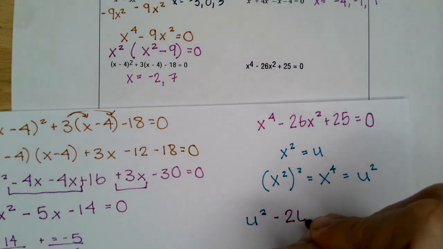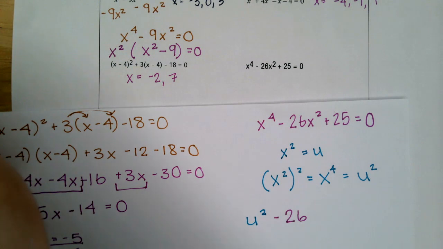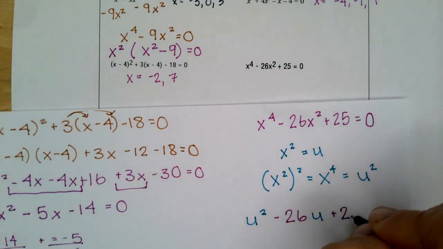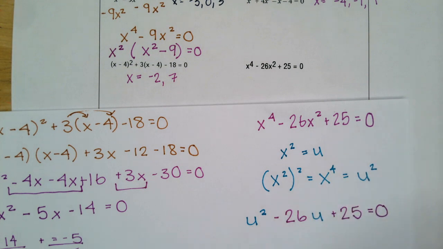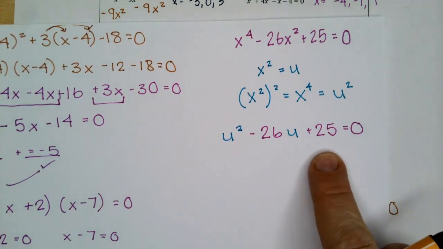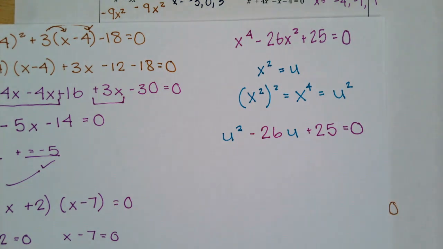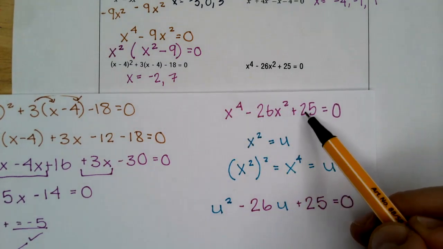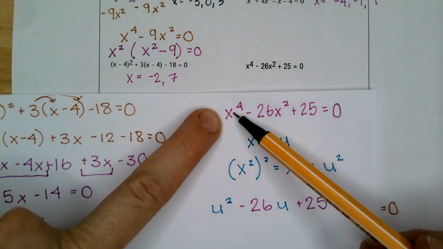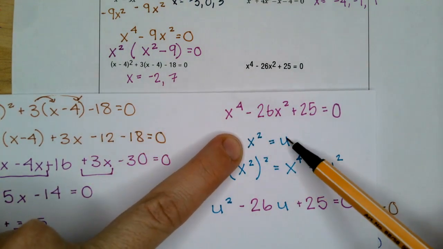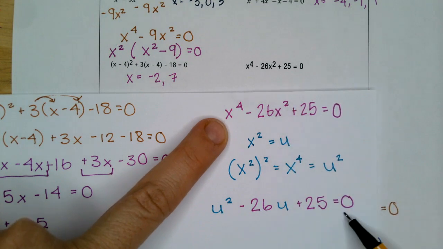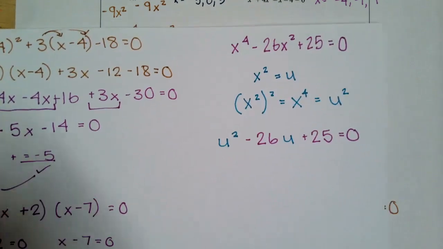minus 26. We said x squared is u, right? Minus 26u plus 25 is 0. I know it feels like that came out of nowhere, but that is the tool we're going to use to make this factorable, because I can't factor x to the 4th minus 26x squared plus 25 equals 0. But if I replace all my x squareds with u, meaning that x to the 4th becomes u squared and x squared becomes u, now I have something factorable, believe it or not, right?